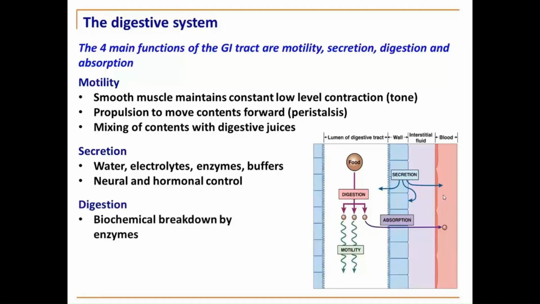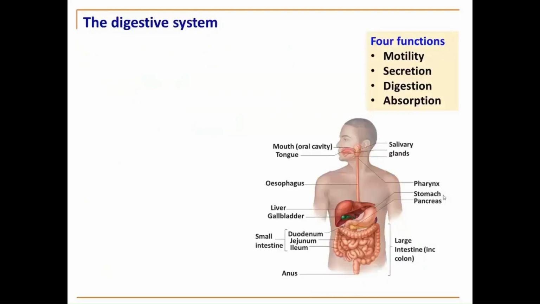We need to digest. This is where we're using enzymes to biochemically break down the things that we're taking into our small intestine. And then absorption, as we've talked about, through a variety of different transporters into the blood or into the lymph if they are fat molecules. So fat is absorbed into the lymphatic system, whereas pretty much everything else goes directly into the bloodstream. So when we're looking at the four main functions, remember we're thinking motility, secretion, digestion, and absorption. And so the first place that the food goes is the mouth.